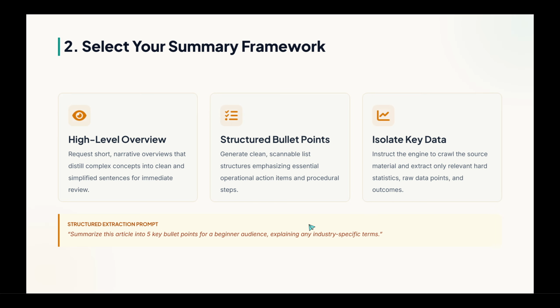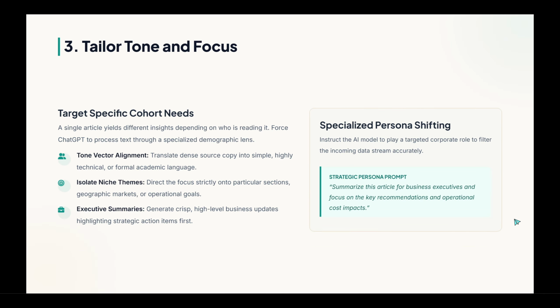Now customize the output so it matches your audience and purpose. You can ask for a version tailored to executives, students, clients, or a general audience. Request language that's simple, professional, or academic, and ask ChatGPT to focus on specific sections or themes if that's what matters most. When you need a business-ready overview, try "Summarize this article for business executives and focus on the key recommendations." Finally, review and refine the summary.